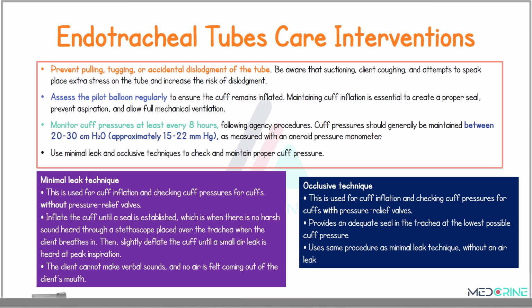We use the occlusive technique when checking for cuff inflation and cuff pressure in cuffs which have pressure relief valves. This technique provides an adequate seal in the trachea at the lowest possible cuff pressure. It uses the same procedure as the minimal leak technique without an air leak.